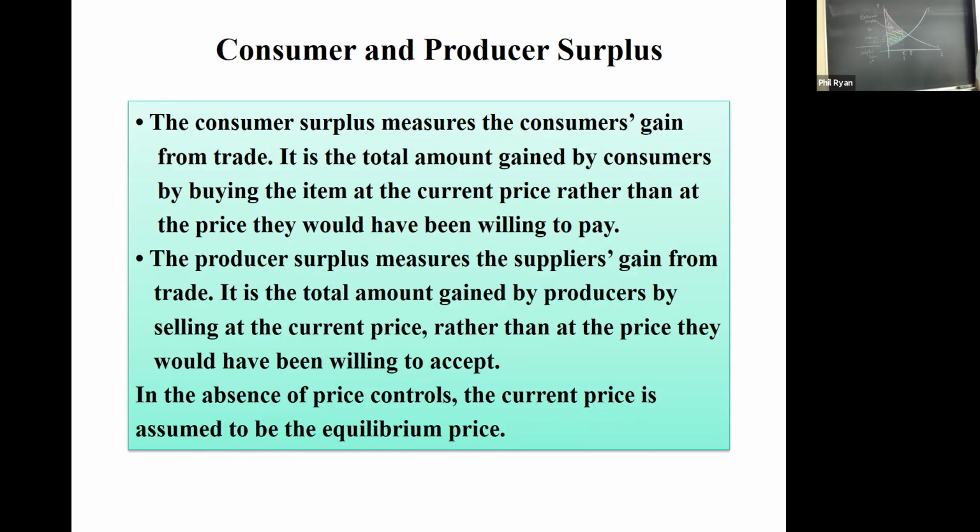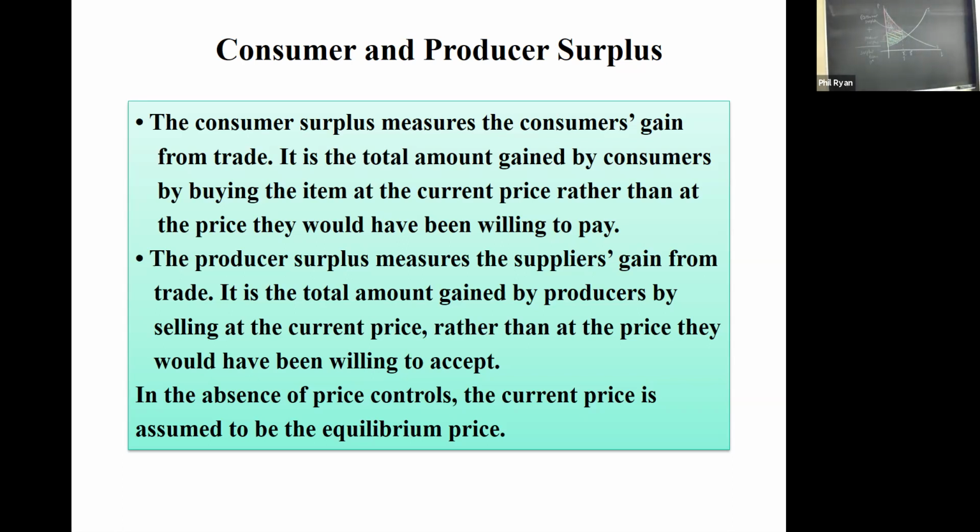So here's the definitions of what things are. This is what you would have done exactly something like this in economics. The consumer surplus measures the consumer's gain from trade. That's gain from trade. That was the important phrase. I think that's what people like Adam Smith talked about, gain from trade. It is the total amount gained by consumers by buying the item at the current price rather than at the price they would have been willing to pay. So this is the consumer's gain from trade, also known as consumer surplus.